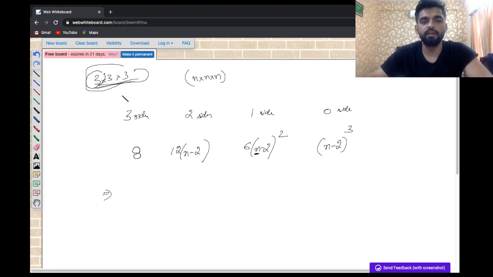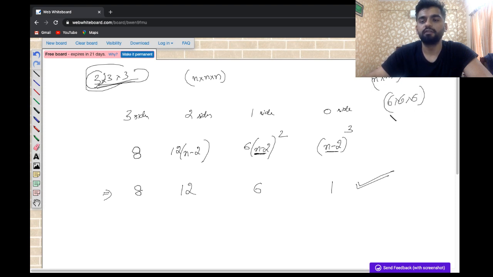When you dip it in the paint and take it out, 3 sides painted will be 8. 2 sides painted will be 12 into 3 minus 2, that is 12. 1 side painted will be 3 minus 2 whole square, 1 into 6, that is 6. Then 0 sides painted will be 3 minus 2 whole cube, that is 1 cube, which is 1 only.